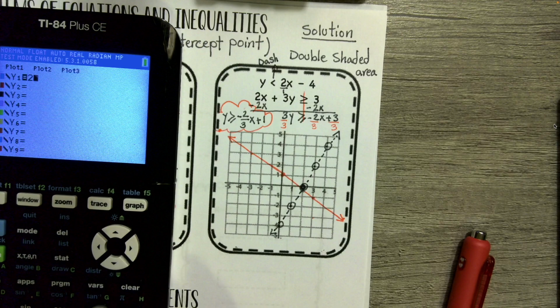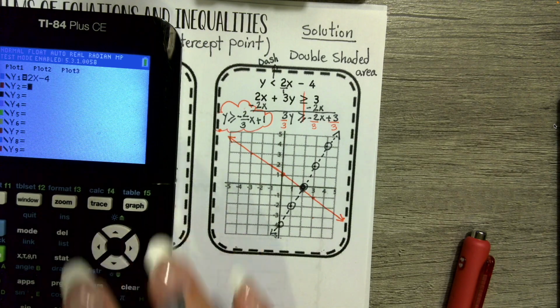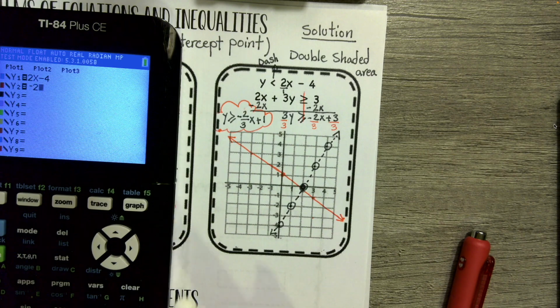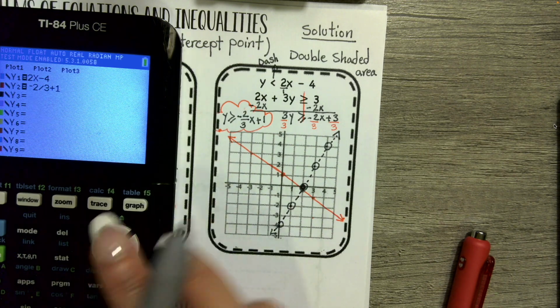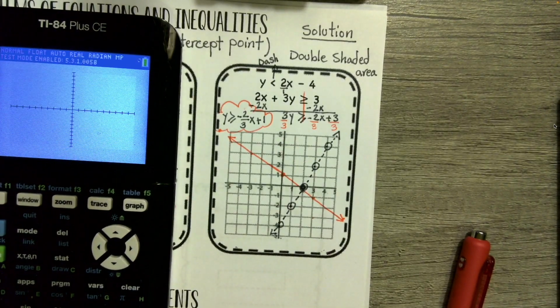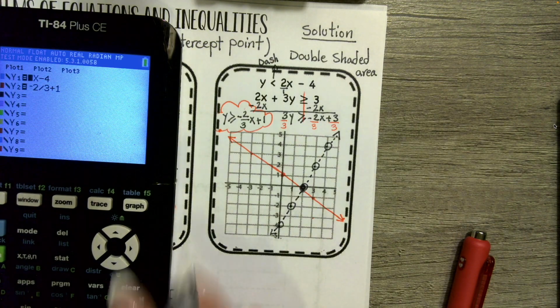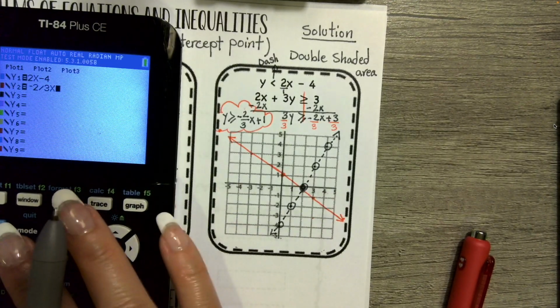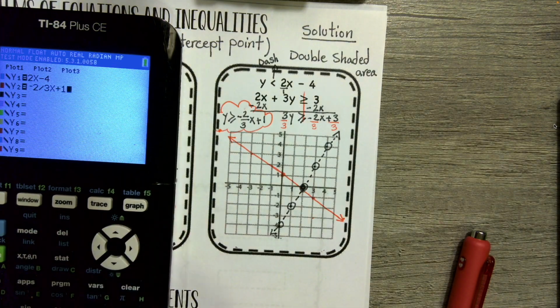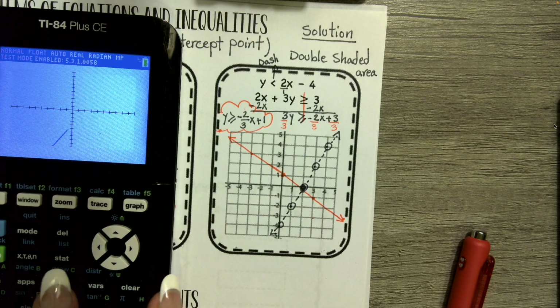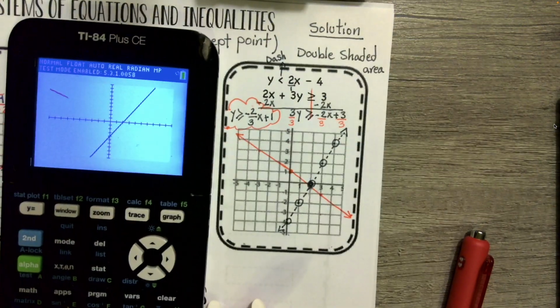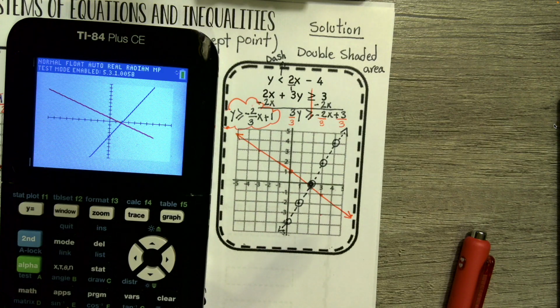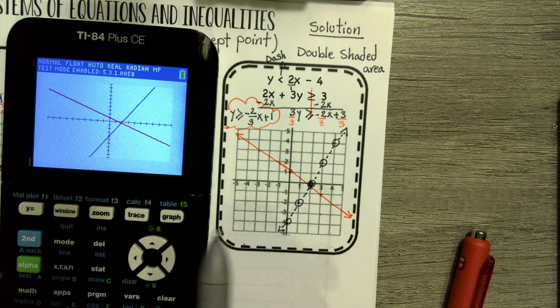It is y equals 2x minus 4, and then negative 2 over 3 x plus 1. Graph it. Oh, I forgot to put the x. That's why it's doing that. Yes, I forgot. So over here, I'm going to delete and put x plus 1. Now graph it. Okay, I forgot the x. There you go. Now, let's see what is the intersect point.